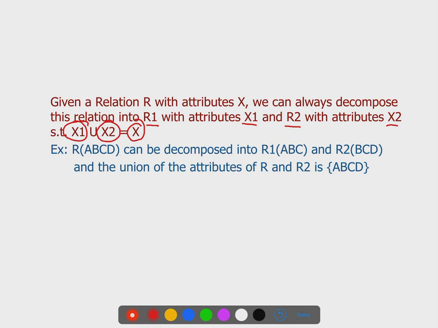For example, if we have a relation R with four attributes, we can decompose it into two relations R1 and R2, with R1 having three attributes and R2 having three attributes, and when we take the union of the schema of R1 and R2, we'll have the original schema. So that's the first thing.